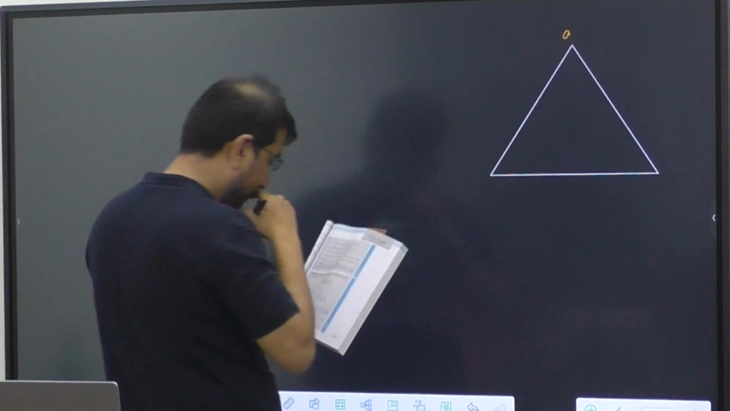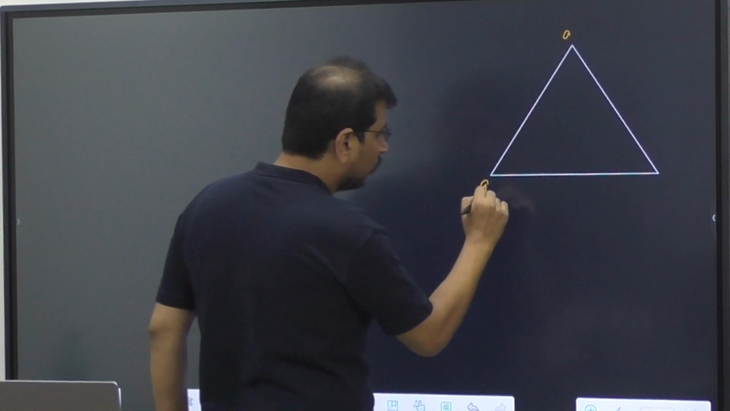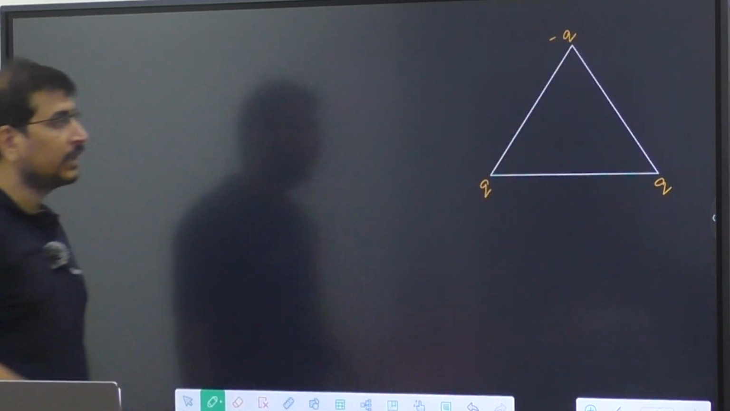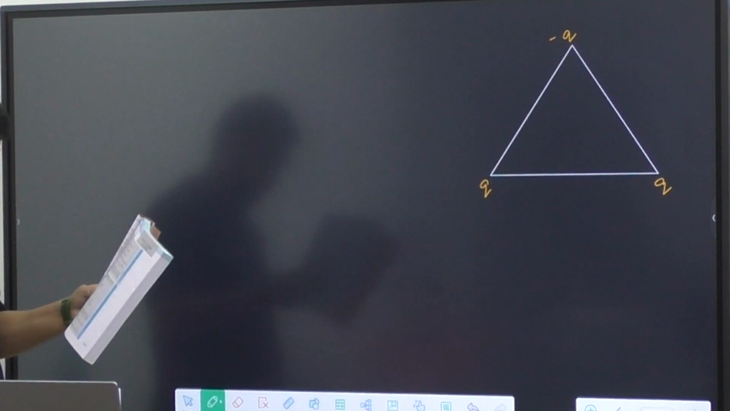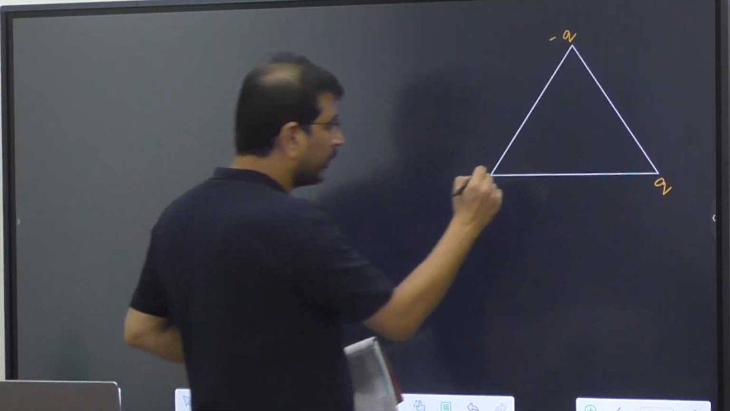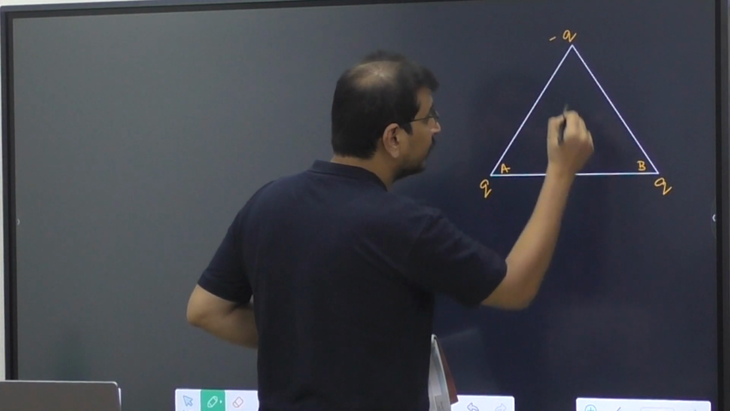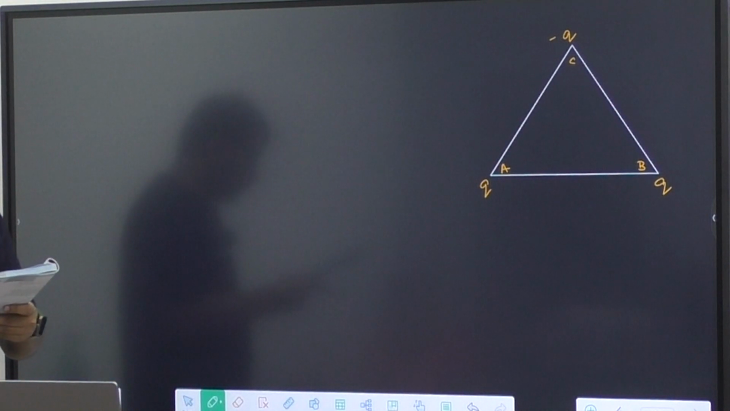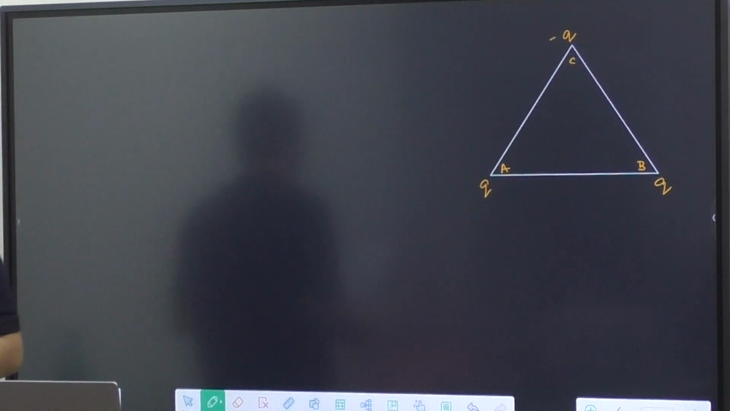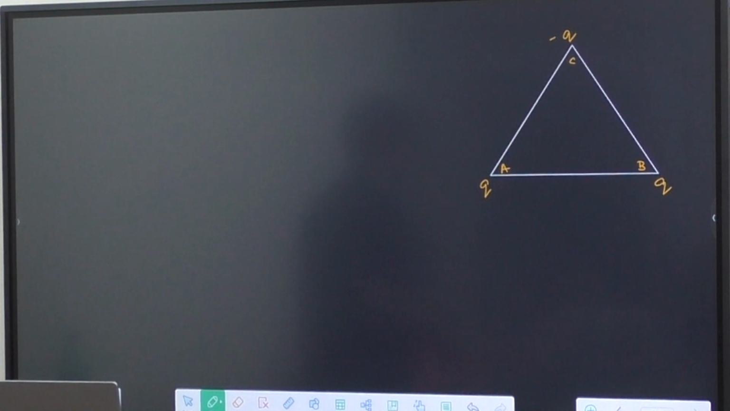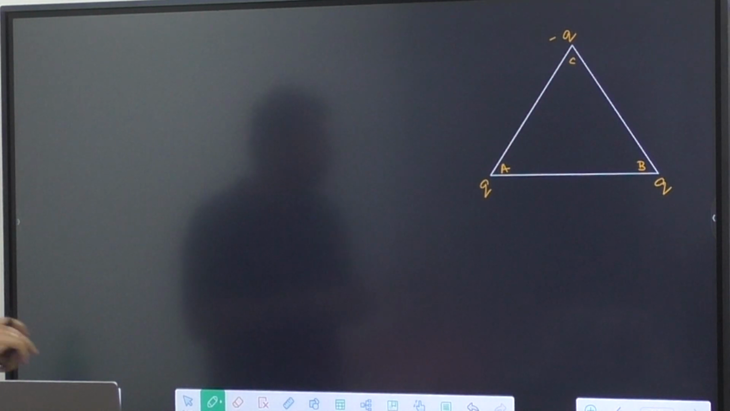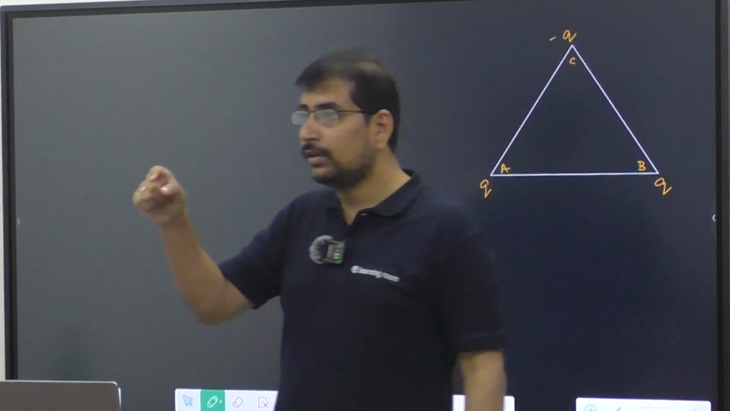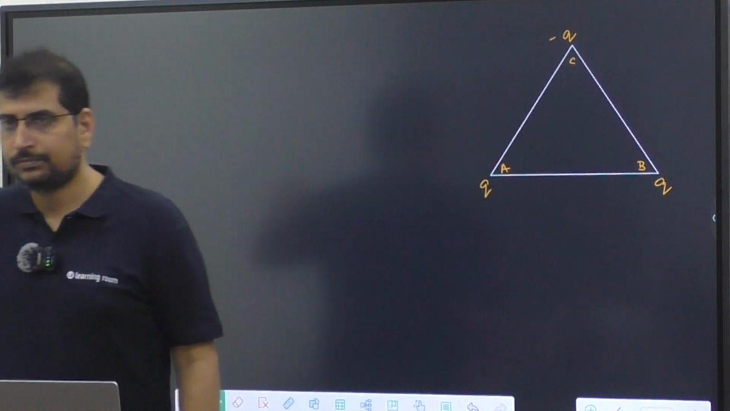So, Q, Q and minus Q are placed at the vertices of an equilateral triangle as shown in the figure. This point is given as A, this is given as B, and this is given as C. Now the question is very simple. What is the force on each charge? So what do you mean by the force on each charge? The force experienced by each charge due to the remaining part of the system.